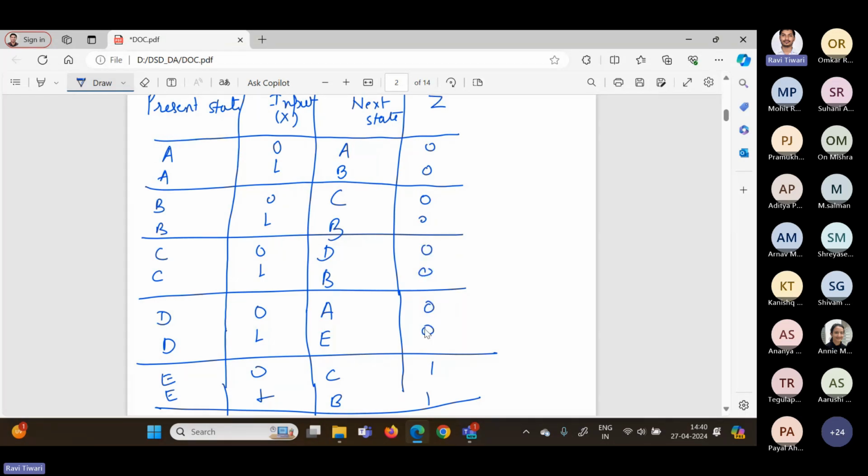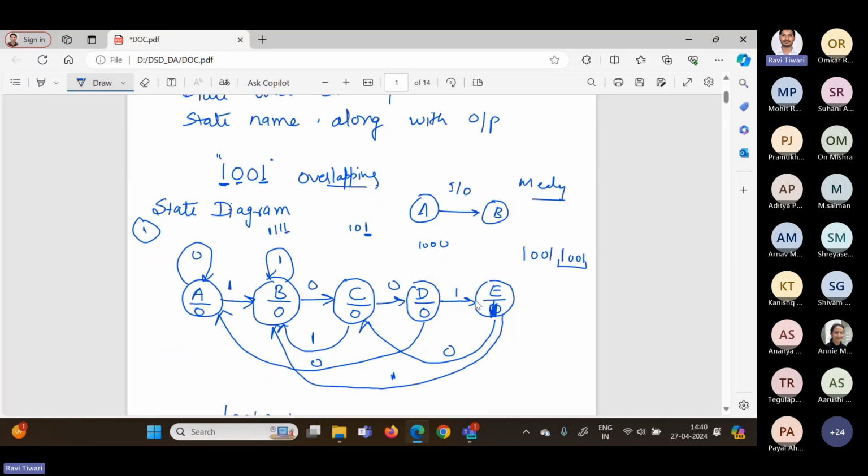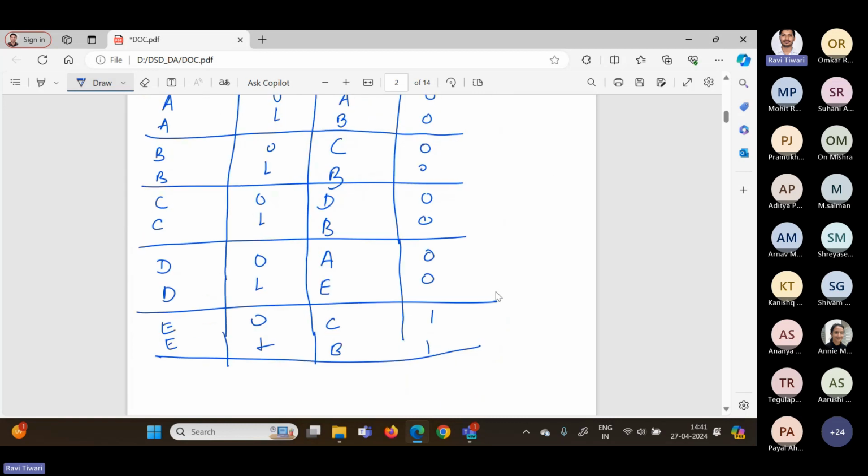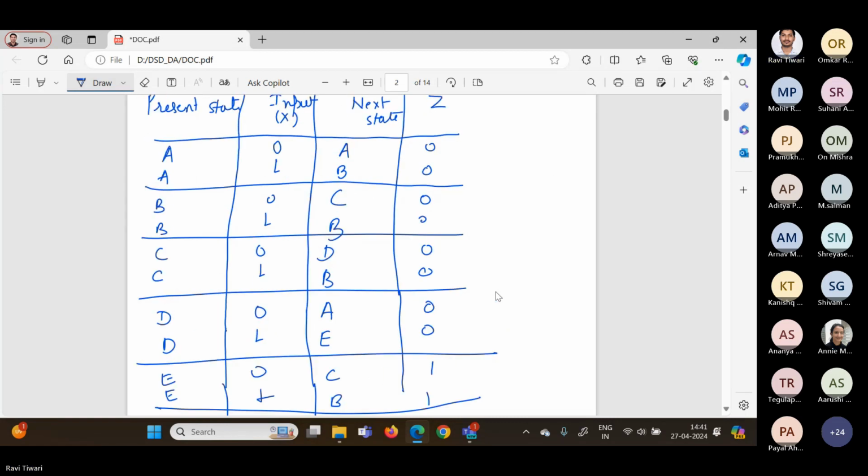So in case of Moore machine, we have two state outputs of 1. That means output is 1 for the two conditions. When you are moving from E to C, because output is fixed here, and similarly when you are moving from E to B, then also your output is 1. So in the Moore machine, you will get output 1 in two conditions.